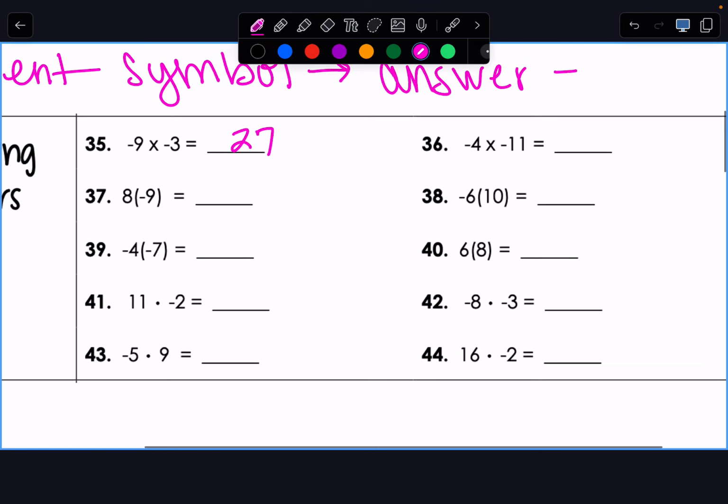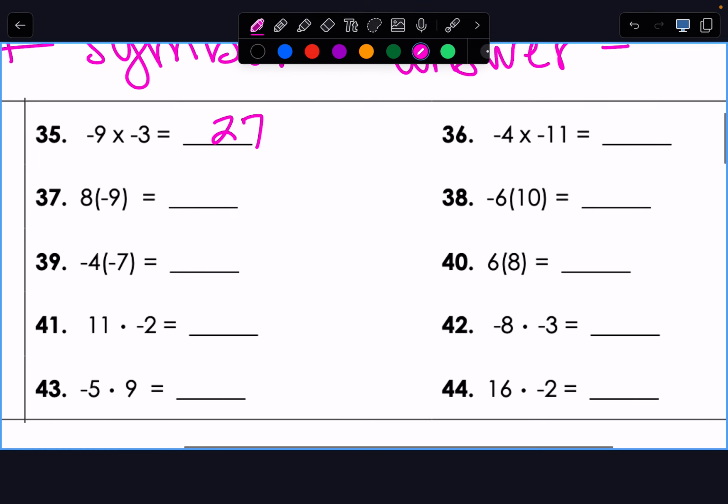All right. Amari, what's true about the symbols in our numbers for number 36? They are both negative. And Liam, if both of our numbers are negative, what's going to happen when we multiply our numbers together? What kind of answer are we going to have? Okay, we're going to have a positive answer. Negative times a negative is going to be a positive. Landon with an I, what is that positive number going to be? 44.